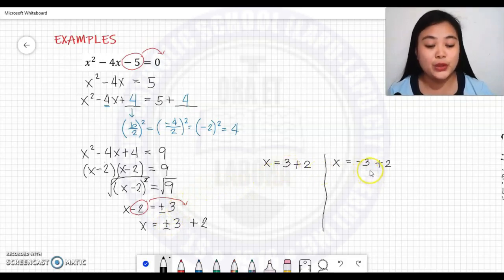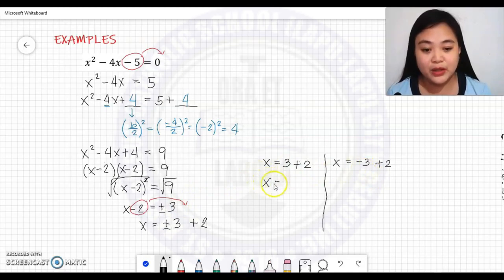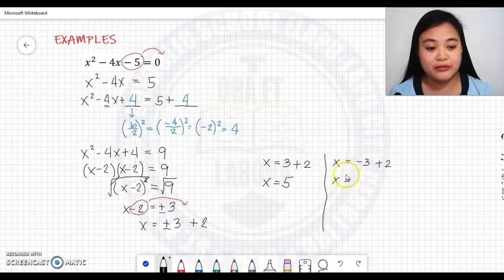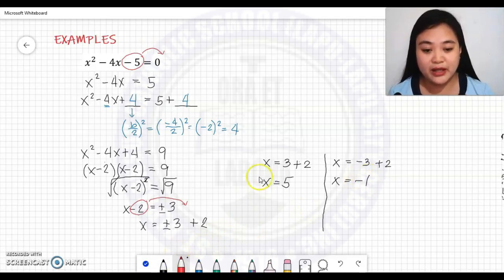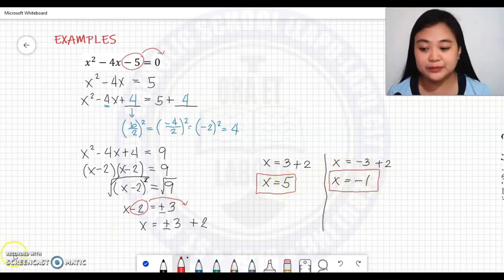So we will solve for x. What is 3 plus 2? Yes, 5. And the other one, x equals negative 3 plus 2. The answer is negative 1. So these are now our answers: x equals 5 and x equals negative 1.